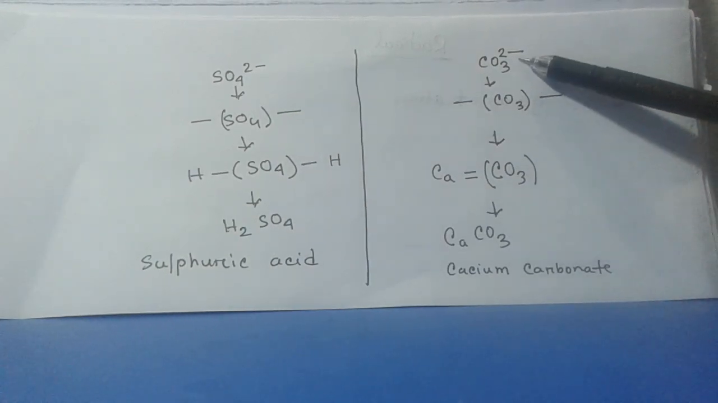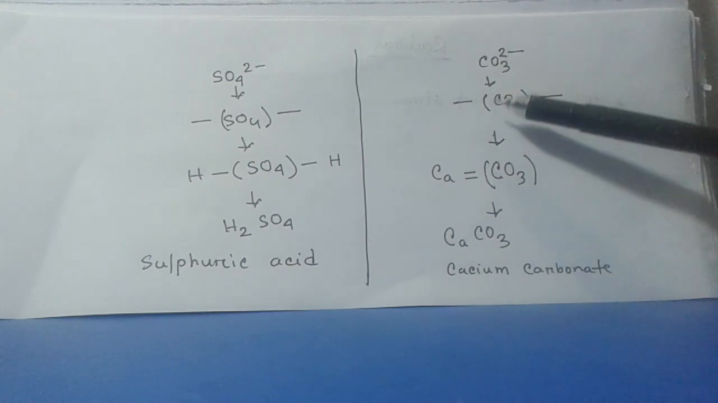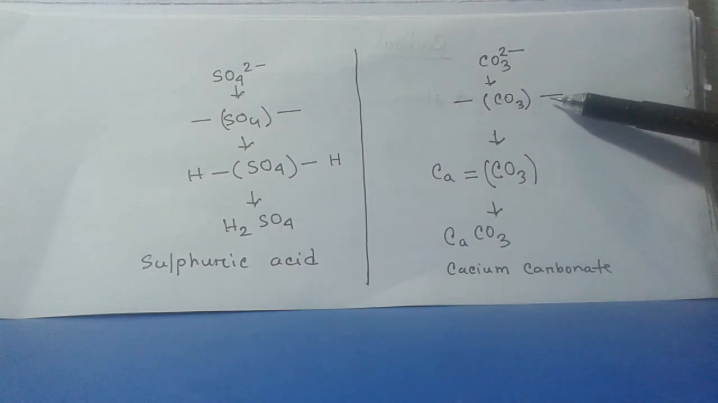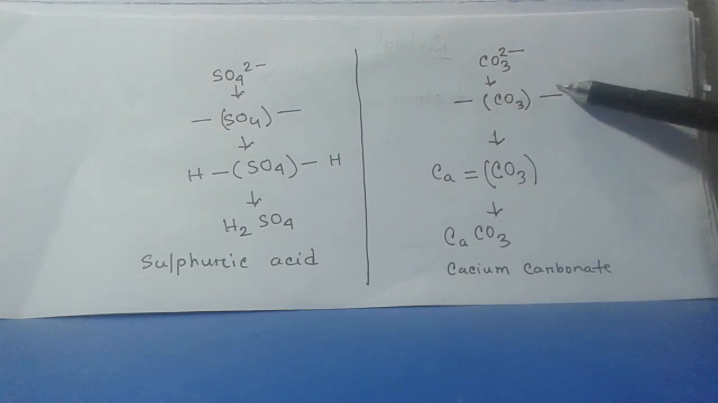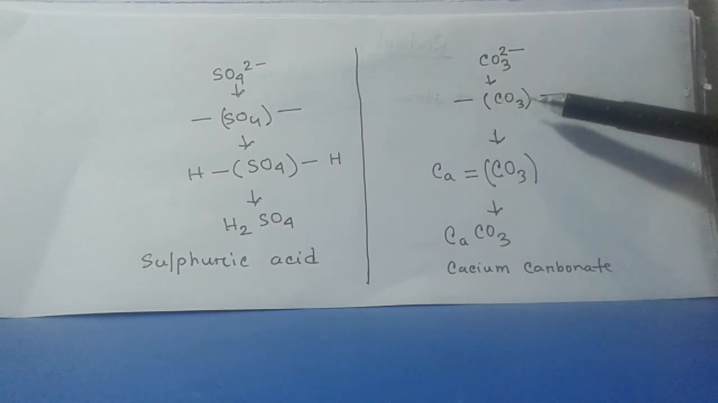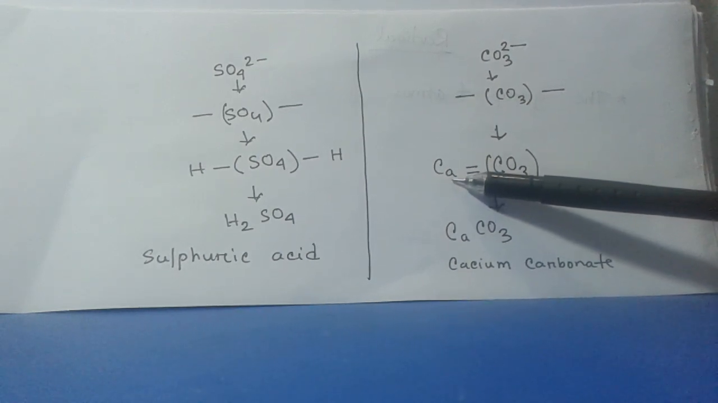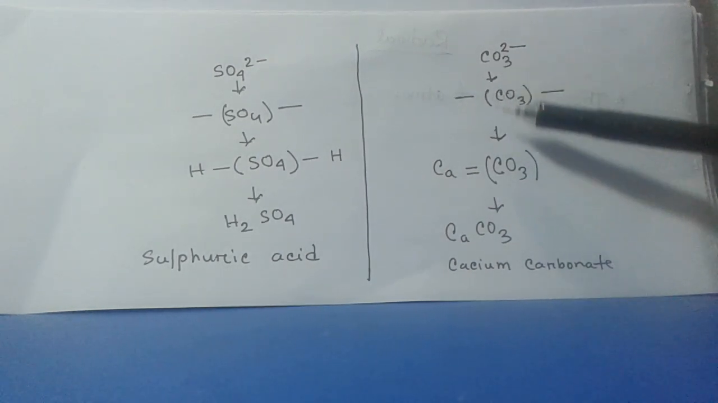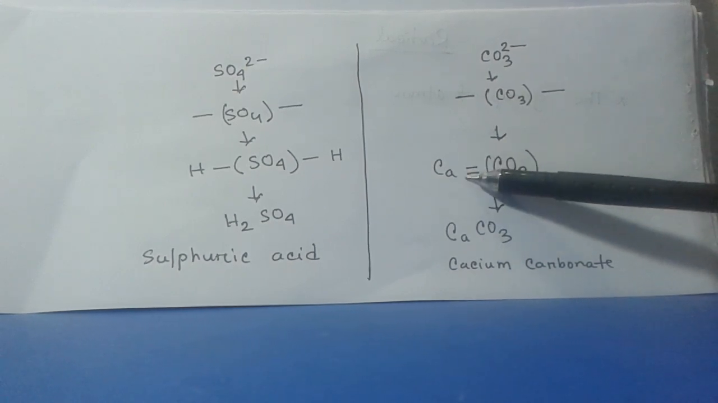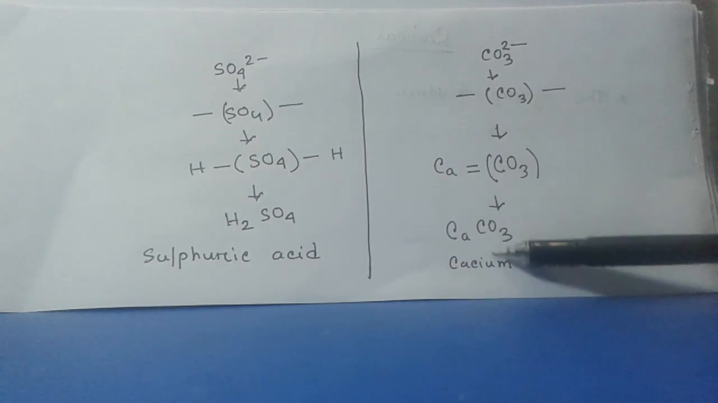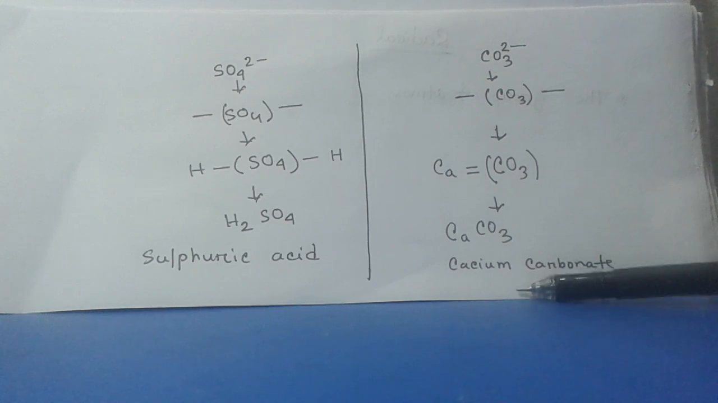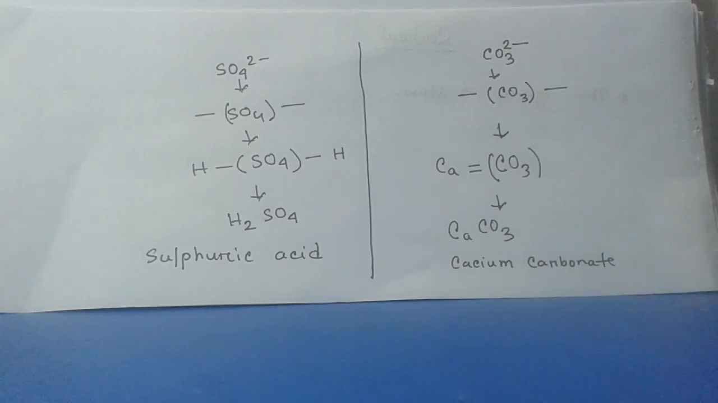The carbonate also has 2 valency. That means it has 2 hands and it can hold 2 hydrogen atoms or any other element like calcium. Calcium also has 2 valency and carbonate also has 2 valency. They are forming a chemical bond and making CaCO3, that means calcium carbonate.